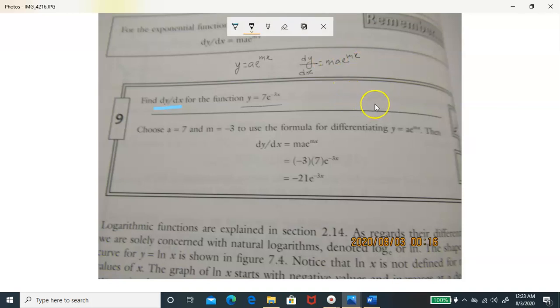Now what happens? Here we have A, and here we have m, right? So if we follow the formula, that -3 will be multiplied with that 7, and then e raised to the power -3 remains unchanged. And if we now solve further, this is the result we get, right? Okay.